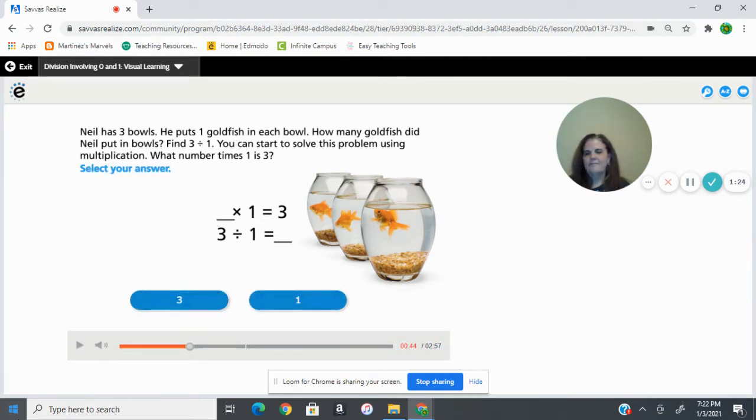Select your answer. All right, so is it going to be 3 or is it going to be 1? So let's look at 1 times 1. If we do 1 times 1, will that equal 3? It'll equal 1, won't it? So 3 times 1 will equal 3. And if we have 3 goldfish divided into 1 vase each, there will be 3 goldfish in 3 separate vases, won't there?